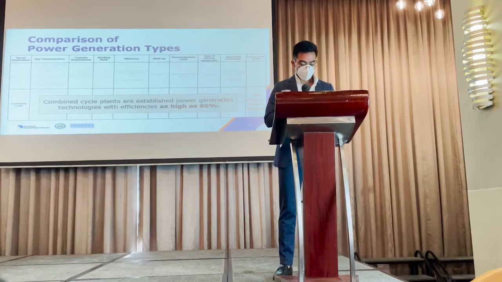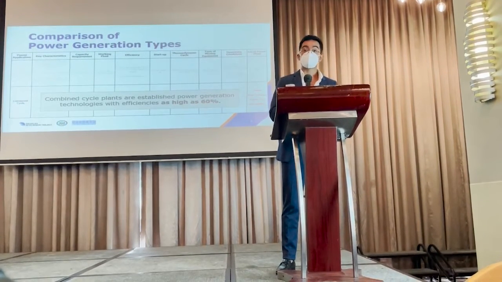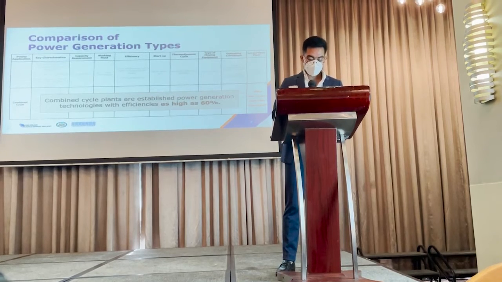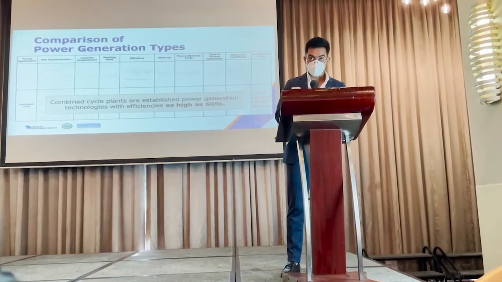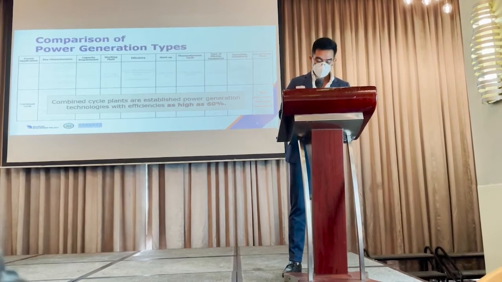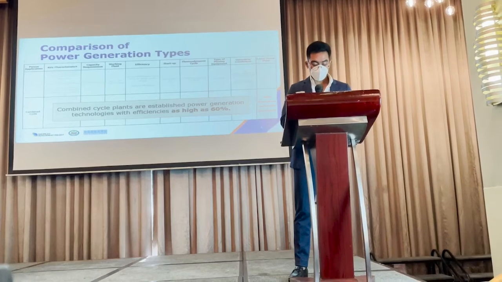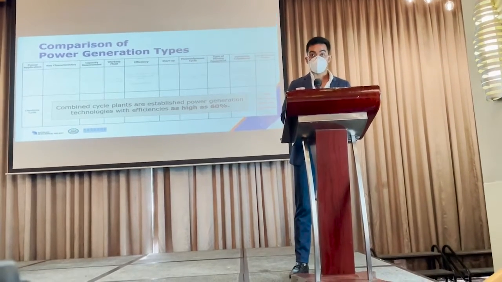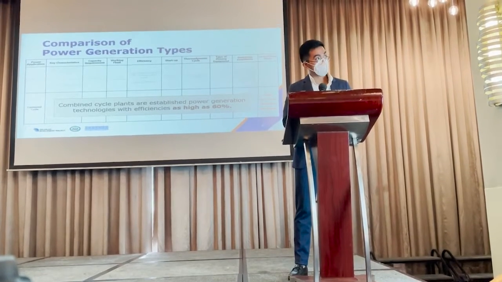Combined cycle plants are established power generation technologies with efficiencies as high as 60%. This is because of not only the power produced in the first cycle that uses a gas turbine, but also the heat recovery that occurs in the second cycle. Hot exhaust gases from the gas turbine are used to generate steam, which can drive a turbine to generate additional power for the plant.